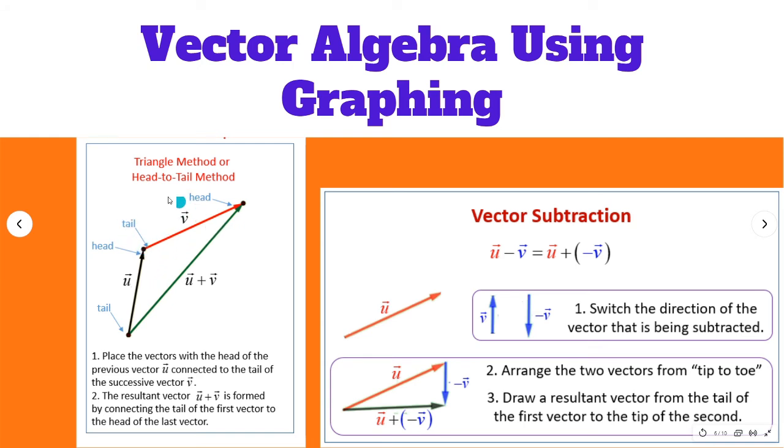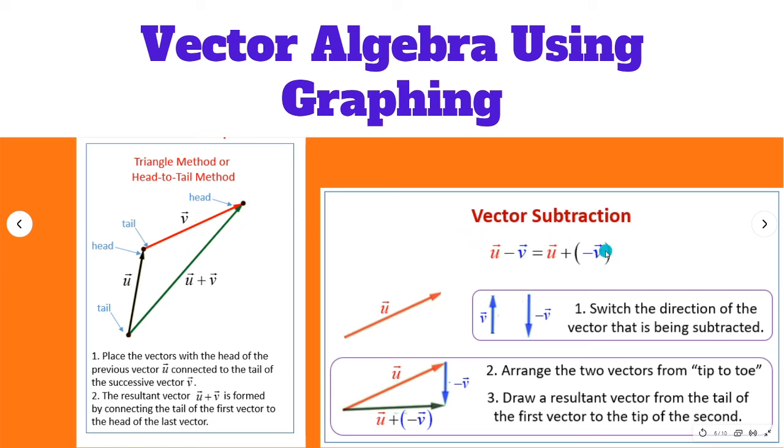You'll see that the reason why they call it the head to tail method is because the top of the u vector is touching the v vector at its tail. And when you add the two vectors, you simply draw the vector that starts from the tail of the u vector to the head of the v vector, and that'll be the resultant vector. So that's pretty simple. If you're given it graphically, you just move the v vector so that this method works, and then all you have to do is draw the resultant vector.